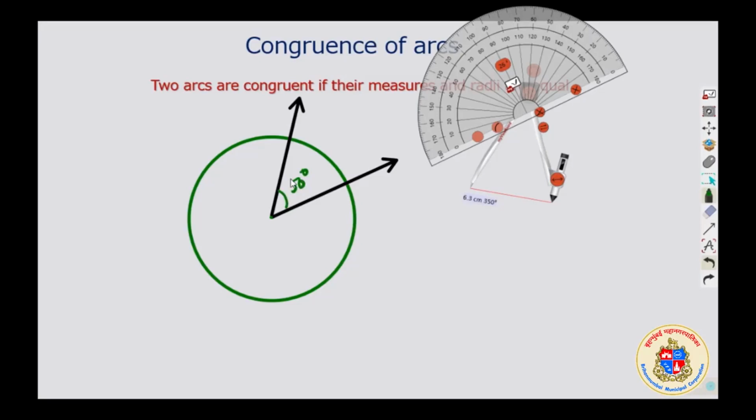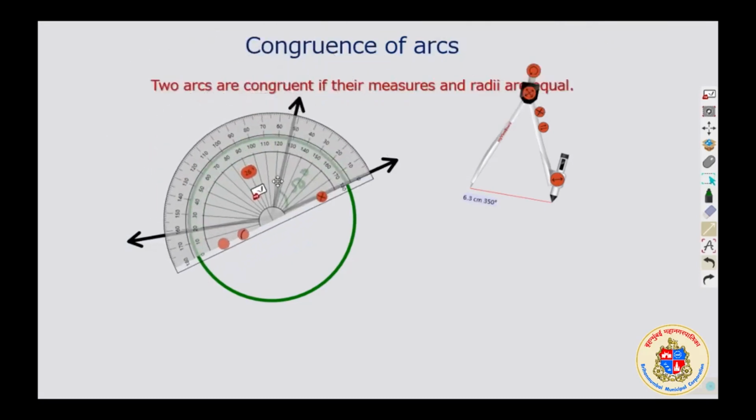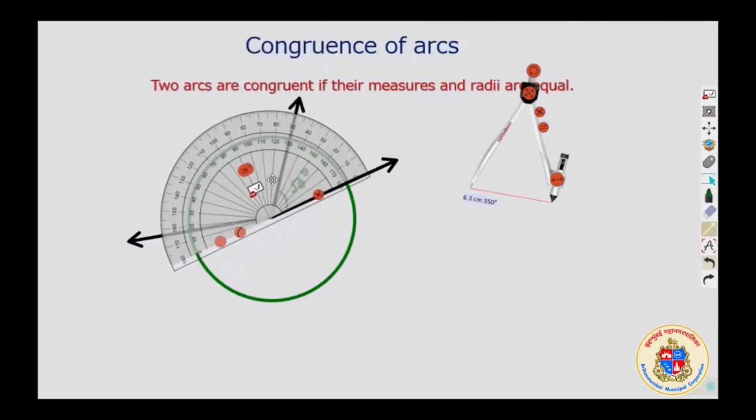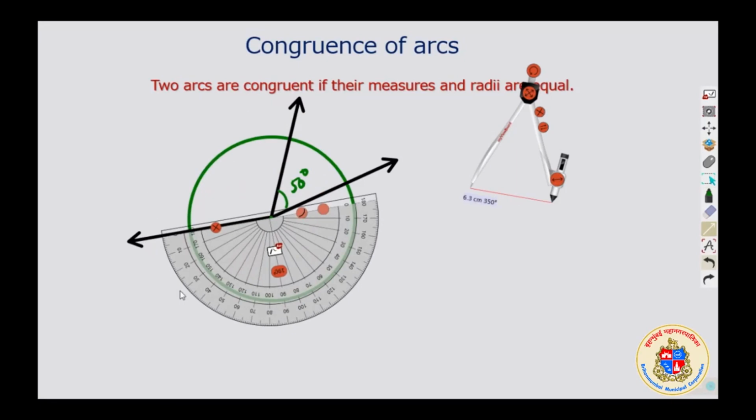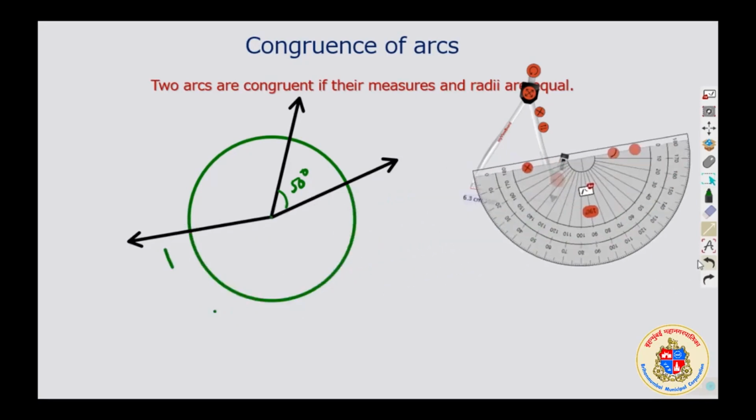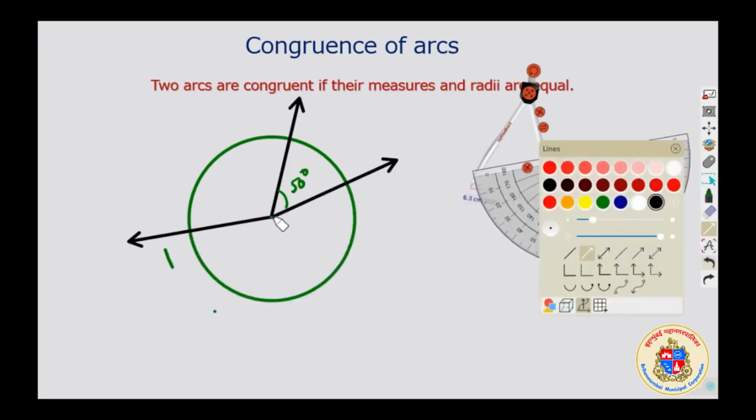One more arc is to be made of the same measure, so that we can say that these two arcs are similar or congruent. One side I made, so in order to draw the second side, the second arm, it is better I use the protractor and find 50 degree from this side. I am drawing here from this side. A 50 degree can be marked here. Remove the protractor, connect it.